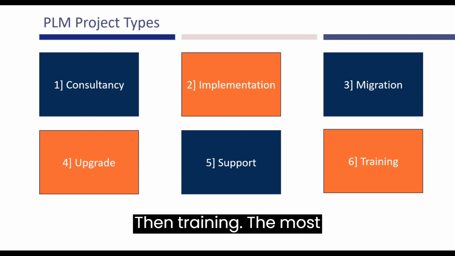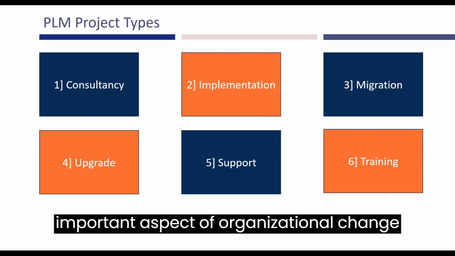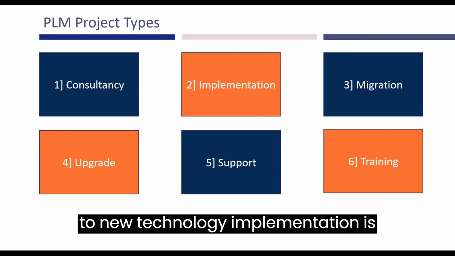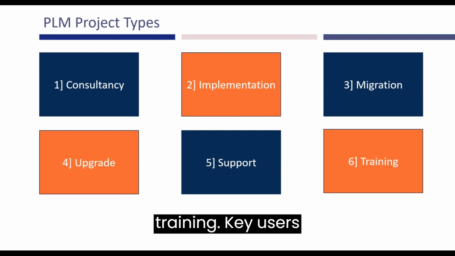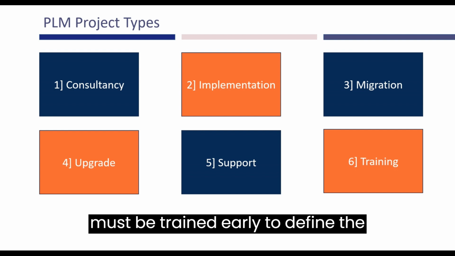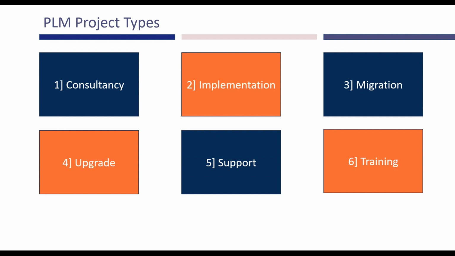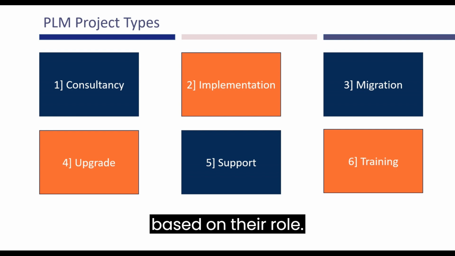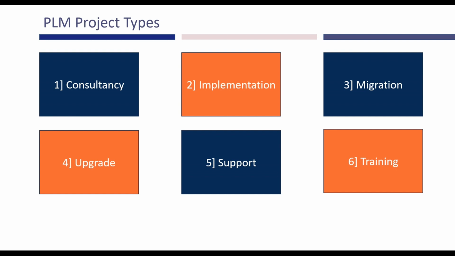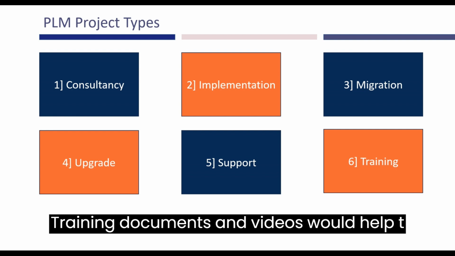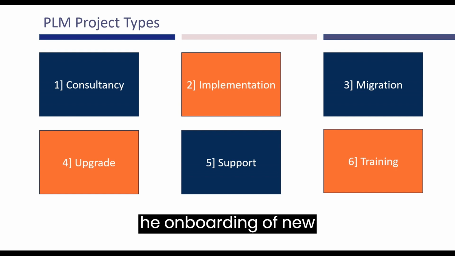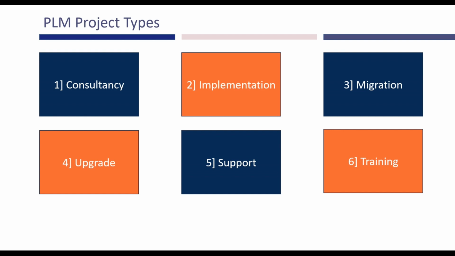Then, training. The most important aspect of organizational change management and addressing the resistance to new technology implementation is training. Key users must be trained early to define the business needs effectively. Other users must be trained appropriately based on their role. Training documents and videos would help ease the onboarding of new users.